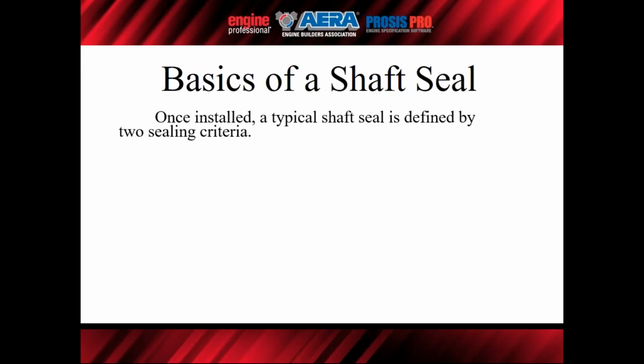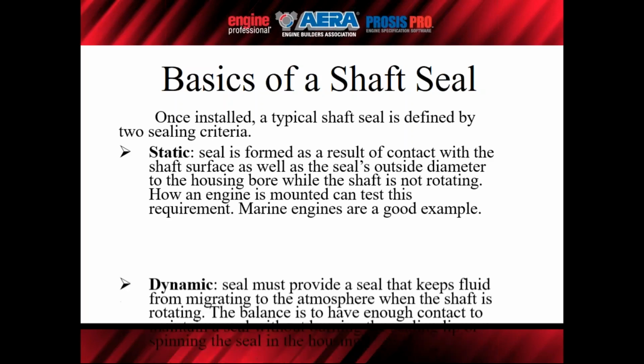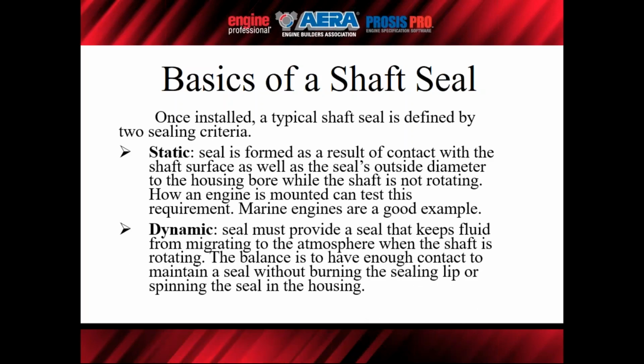Once installed, a typical shaft seal is identified by two sealing criteria. The static seal is formed as a result of contact with the shaft surface as well as the seal's outside diameter to the housing bore while the shaft is not rotating. How an engine is mounted in the application is a good example. Marine engines sometimes are leaning back quite a bit or can be completely vertical. So once the engine's sitting idle, that's an opportunity for oil to leak out to the atmosphere.